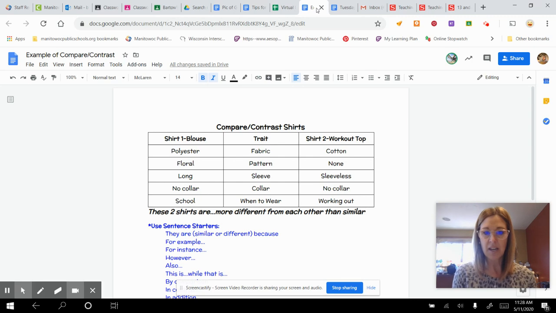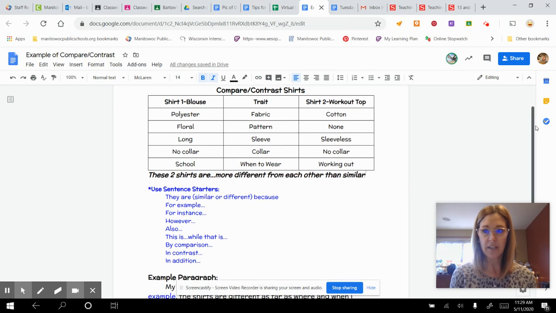So yesterday, I shared with you two shirts, one that I would wear to school and one I would not wear to school. When I looked at the comparison of those two shirts, shirt one was a blouse, shirt two was a workout top. The traits that I compared and contrasted were the type of fabric, the pattern, the sleeve, the collar, and when I would wear that particular shirt. Once I look at all of those, I am determining that these two shirts are much more different than they are similar.